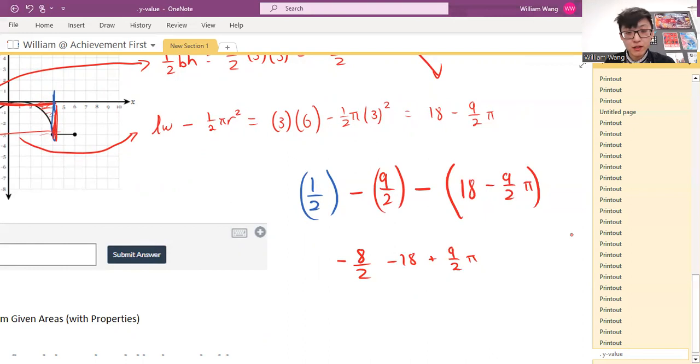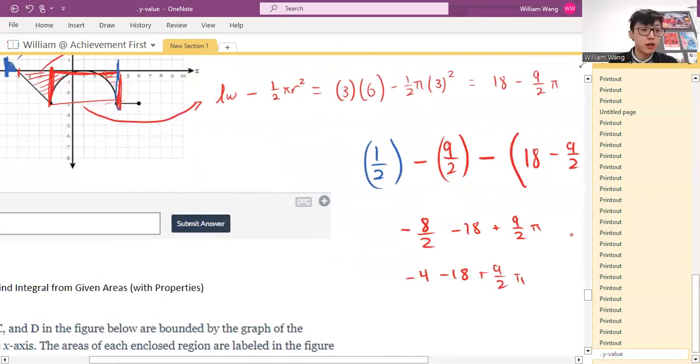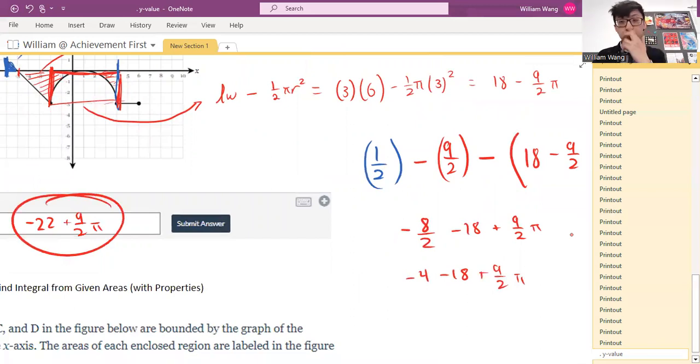Cool, let's keep on simplifying this. This is minus 4 minus 18 plus 9 over 2 pi, which means my final answer should be negative 22 plus 9 over 2 pi. They want it in the simplest form that you can get, and that is effectively the most simple form.